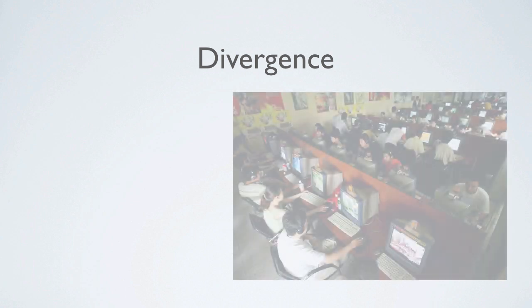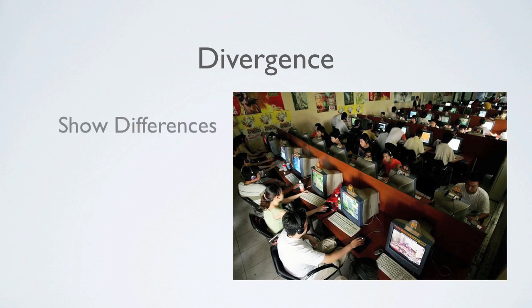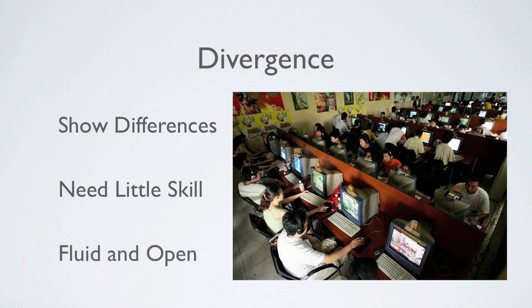The second dimension of new media is divergence. The new media provide channels for differences to represent themselves. The authors point out that the web allows everyone a voice, regardless of their skill level. Mass production has turned into mass customization, and knowledge and culture have become fluid and open.